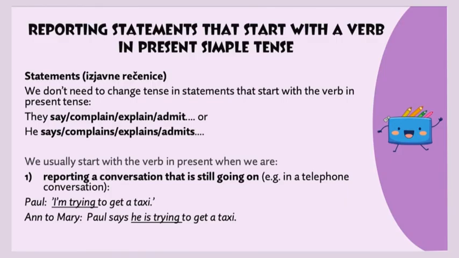Reporting statements that start with a verb in present simple tense. As I said before, we don't need to change tense in indirect statements that start with a verb in present simple tense. Some verbs that are used to start indirect speech are say, complain, explain, or admit. Or if they are used in third person singular, they sound like says, complains, explains, or admits.